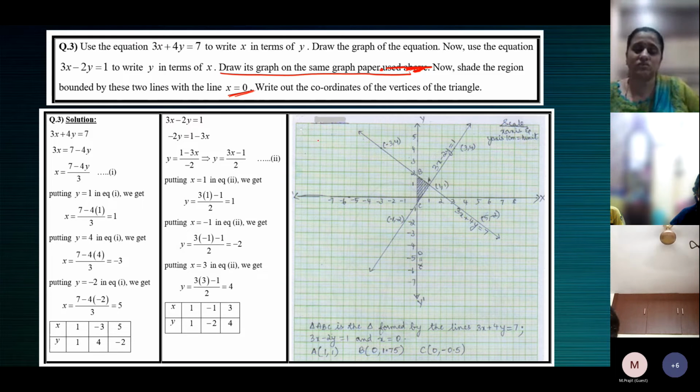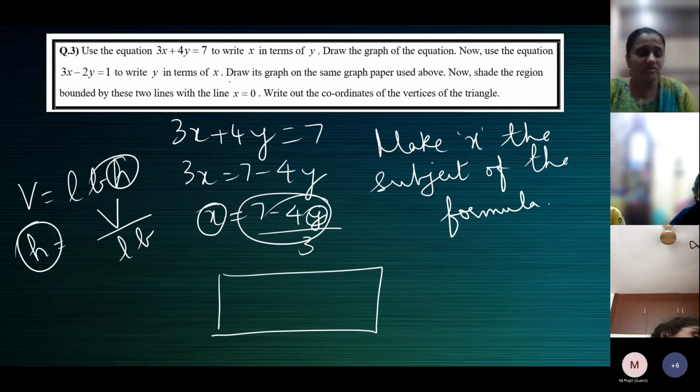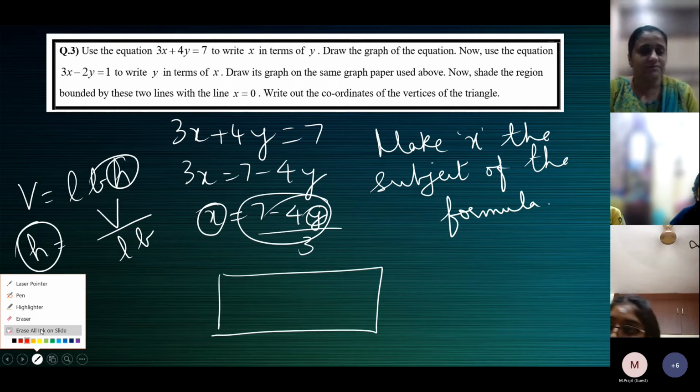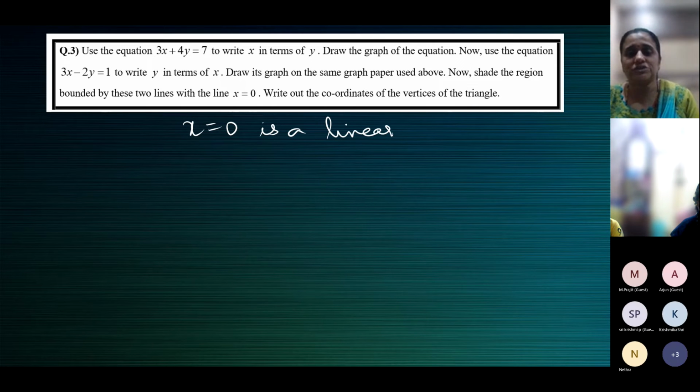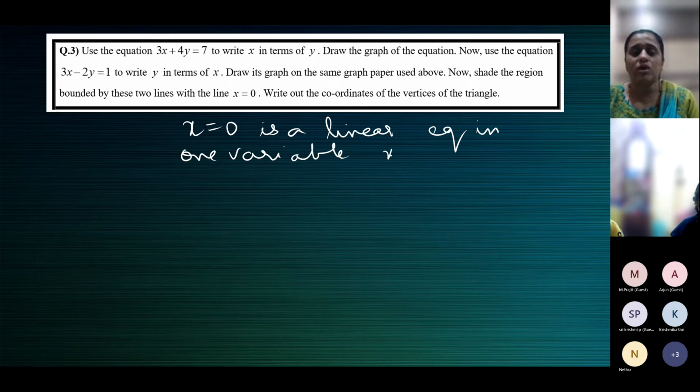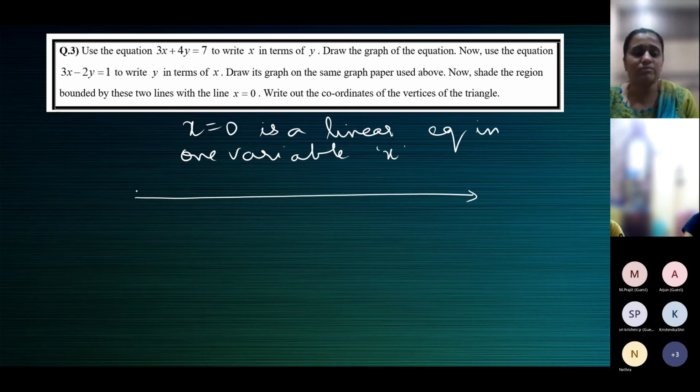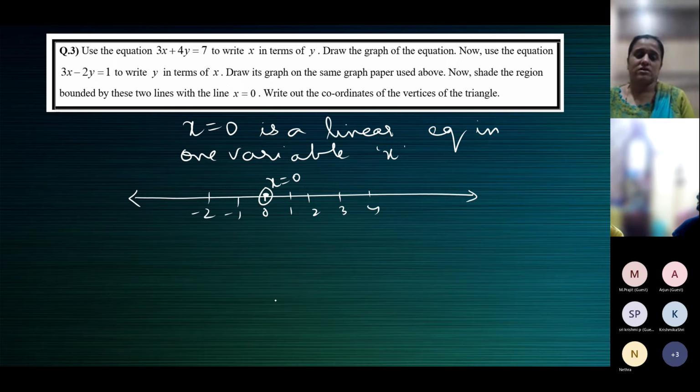Now who is this x is equal to 0? When it is with the line x is equal to 0, this we need to understand carefully. See what is given with the line x is equal to 0. Now x is equal to 0 is a linear equation in one variable x. So how is it represented? It's represented by a point on the number line. 0, 1, 2, 3, 4, -1, -2, and this is 0. So x is equal to 0 is here. Now, this is when we treat x is equal to 0 as a linear equation in one variable x.